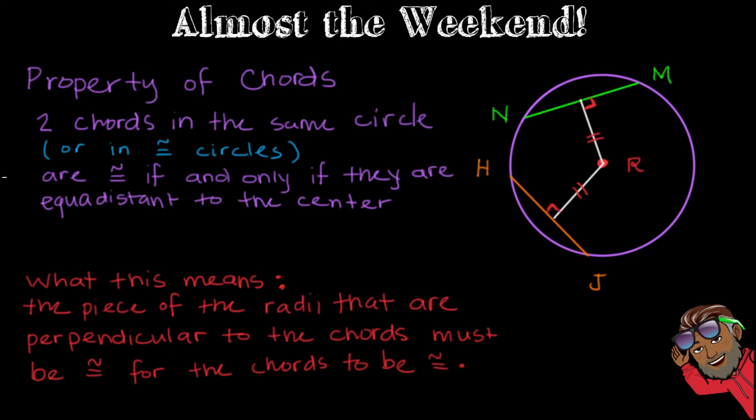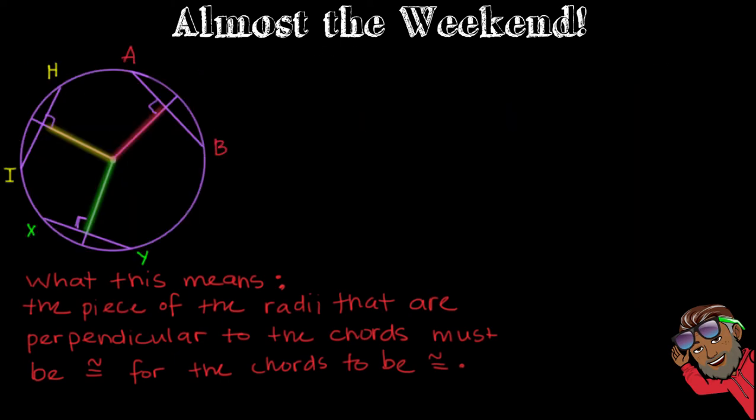Okay, all right, so let's take a look at an example. With this first example, we're going to dissect what's going on here and get a better understanding of it. What we have here are three chords: chord AB, chord HI, and chord XY. Of these three chords, you also have three pieces of radii that extend to them and are perpendicular to them. Now let's give them some numbers. Chord AB is 8 units away from the center, chord HI is 6 units from the center, while chord XY is 7 units from the center.